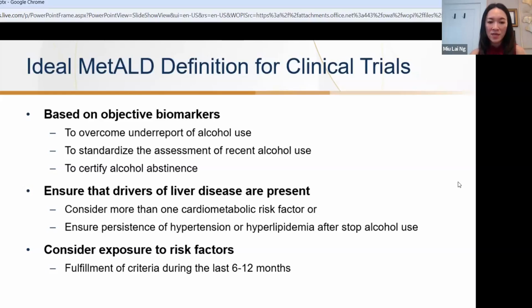Second, it can ensure that drivers of liver disease are present. Consider more than one cardiometabolic risk factor, or ensure the persistence of hypertension and hyperlipidemia after stopping alcohol use. And consider exposure to risk factors and fulfillment of criteria during the last 6 to 12 months.